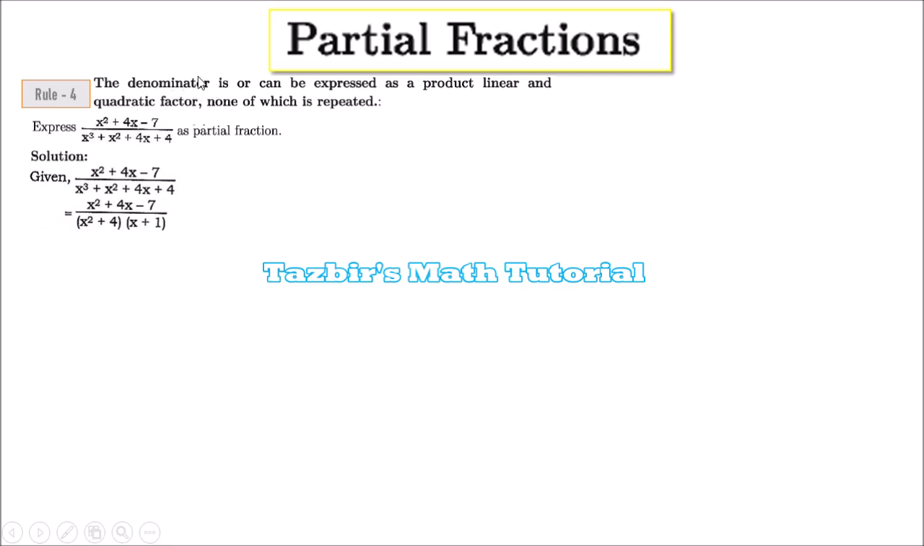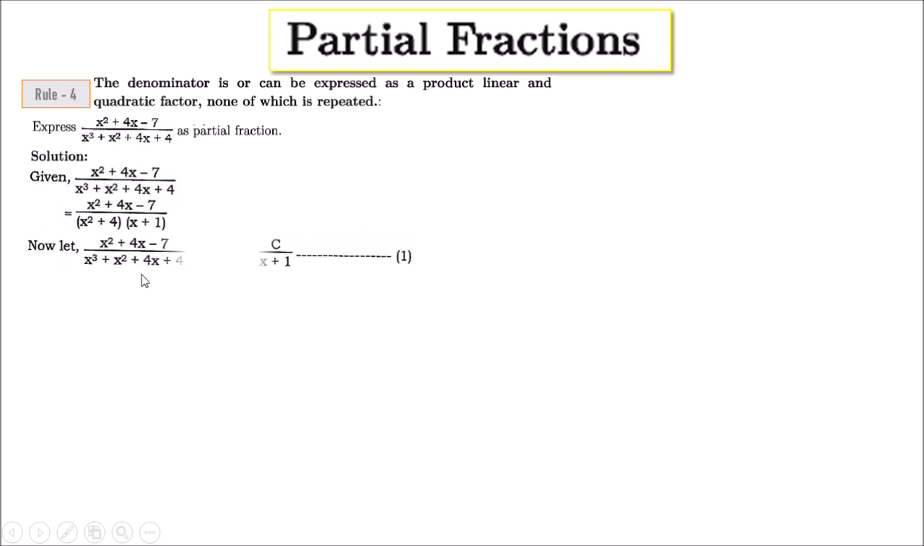The denominator is or can be expressed as a product of linear and quadratic factors, so this is the linear and this is the factorization. So what is one of the factors? Quadratic factor, so x square plus 4. Another factor is x plus 1, but nothing is repeated here. X square plus 4 is just one time, x plus 1 is one time, so there is no repetition.